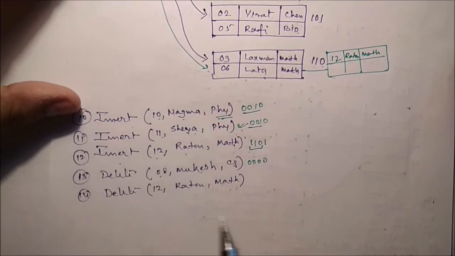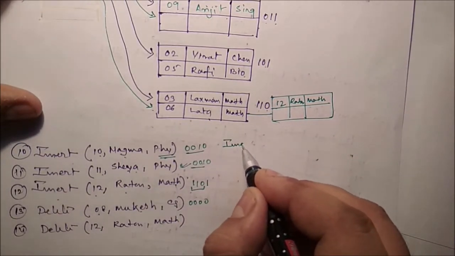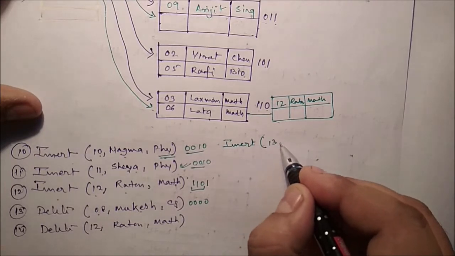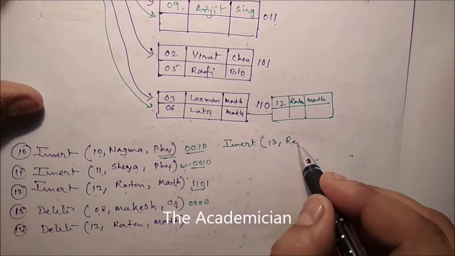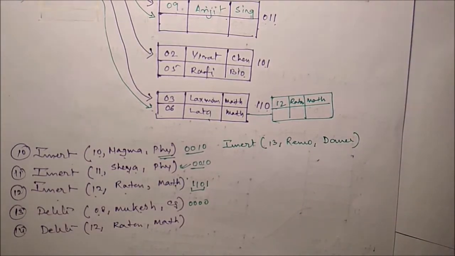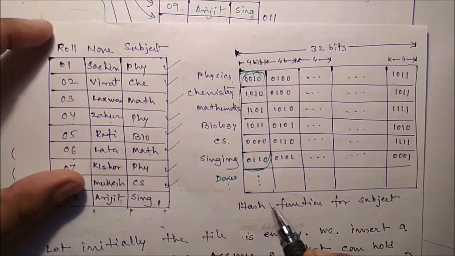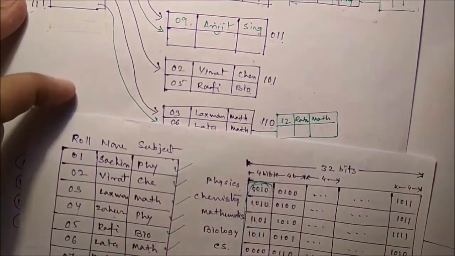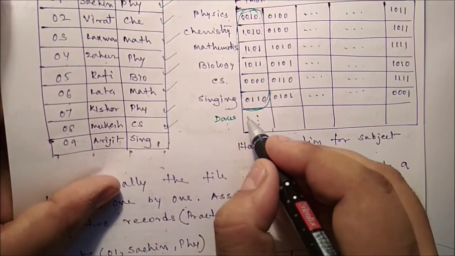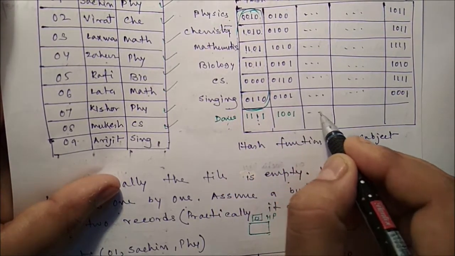Suppose one more insert is there: insert roll number 13, name Remo, and subject dance. Are you getting this one? Now for this, you have to add one more subject, dance, and the code of this particular subject, you can say it is 11111001 and so on.